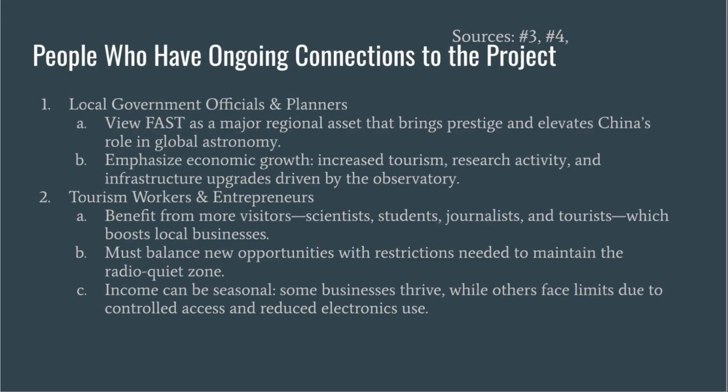Tourism workers must operate within protected radio quiet zones, with limited electronics and communication tools. This will also mean that income is seasonal. Some businesses will thrive during peak visitation, while others will struggle due to controlled access around the observatory. Together, these perspectives show how FAST shapes not only scientific research, but also the economic and social landscapes of the surrounding region.